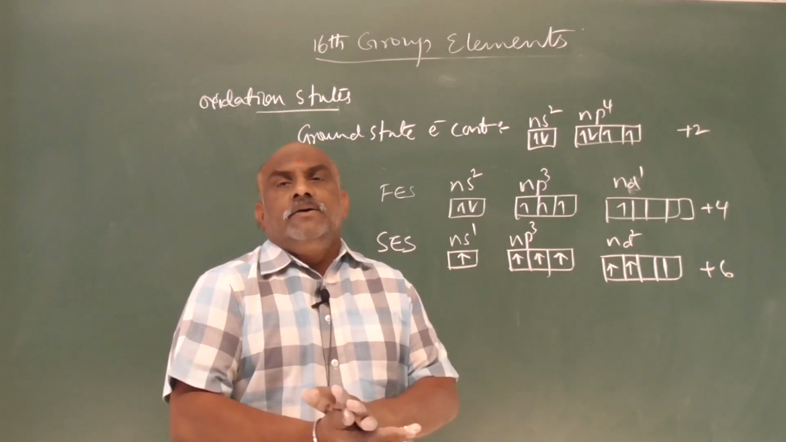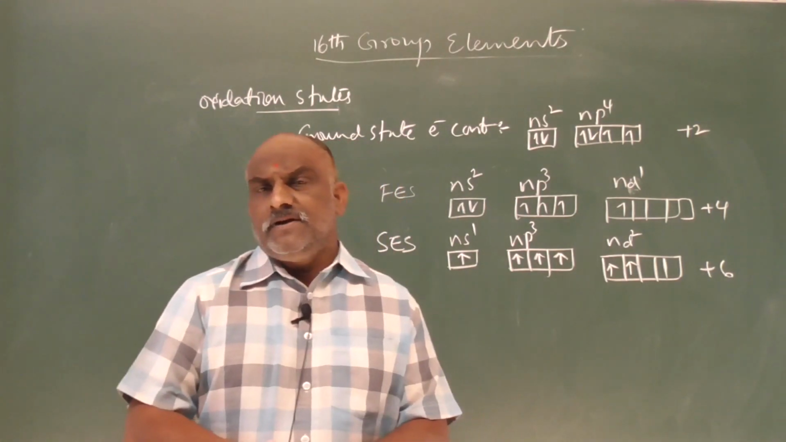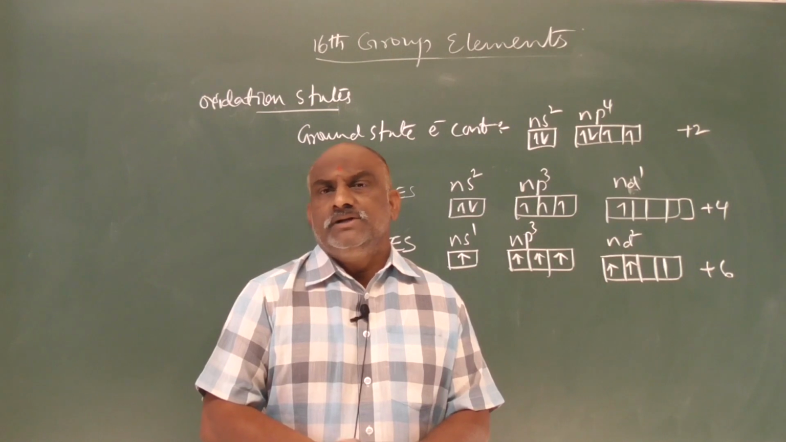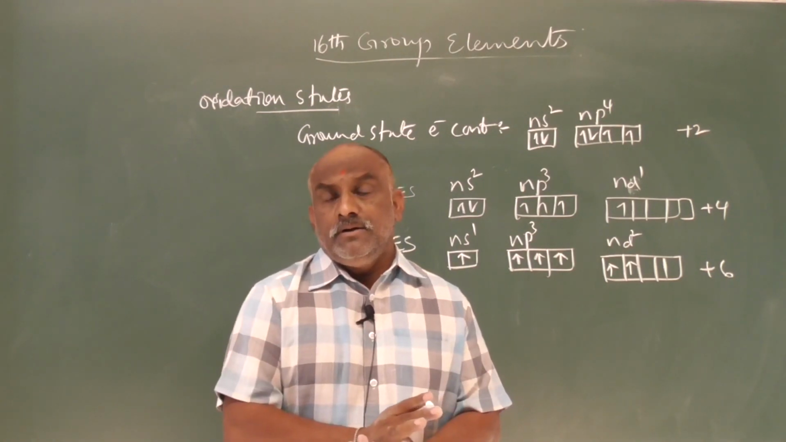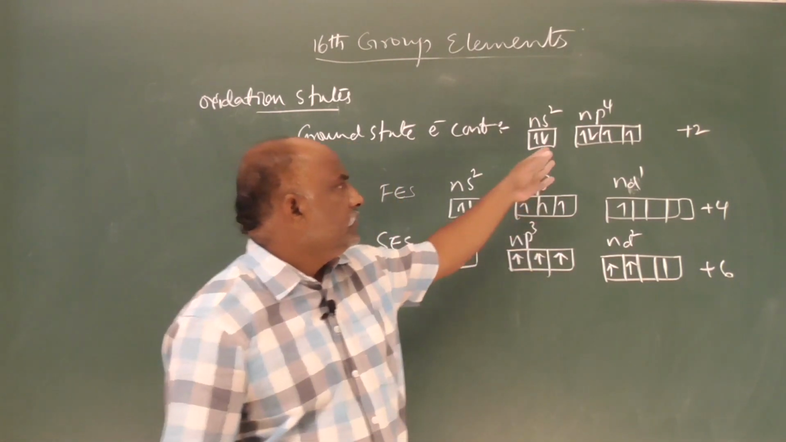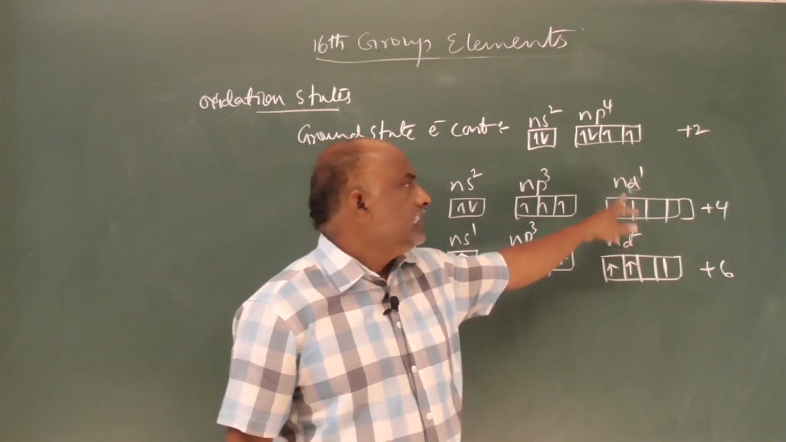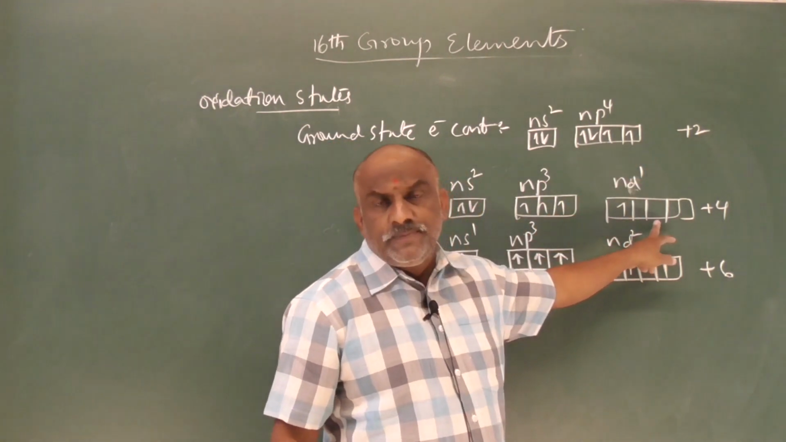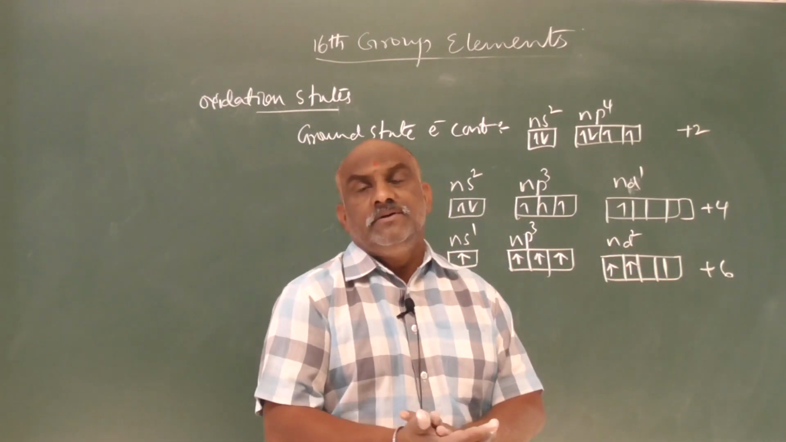So, generally according to the electronic configuration, the number of electrons present in the outermost shell is 6; for octet configuration, 2 electrons are to be gained. So, generally the oxidation number is -2. In addition to -2, we should consider +2, +4, +6. In the ground state, other elements exhibit +2 oxidation number. In the first excited state, +4 oxidation number. In the second excited state, +6 oxidation number.